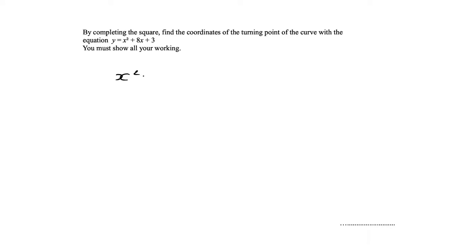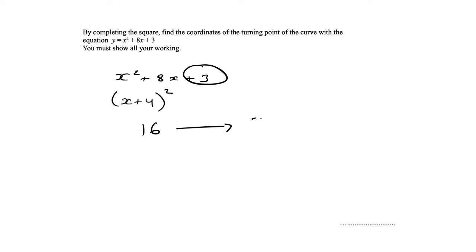So we have x squared plus 8x plus 3, half the middle number, so we have x plus 4 all squared. Now positive 4 all squared is 16. We don't want 16, we want 3. So 16 to get to 3, what do we have to do? We need to subtract 13, and that's all we're going to add over here. So this is our completed square.